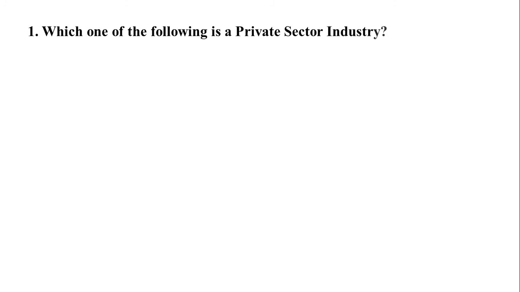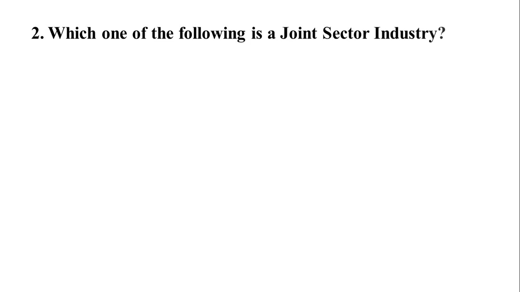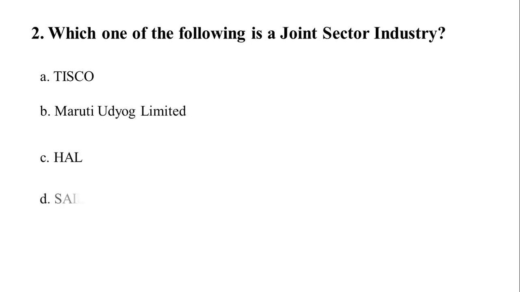Your question number 1 is, which one of the following is a private sector industry? And the options are A. Maruti Udyog Limited, B. Amul, C. Hindustan Aeronautics Limited, or D. TISCO. And the correct answer is D. TISCO. Your second question is, which one of the following is a joint sector industry? And the options are A. TISCO, B. Maruti Udyog Limited, C. HAL, that is Hindustan Aeronautics Limited, or D. SAIL, that is Steel Authority of India Limited. And the correct answer is B.